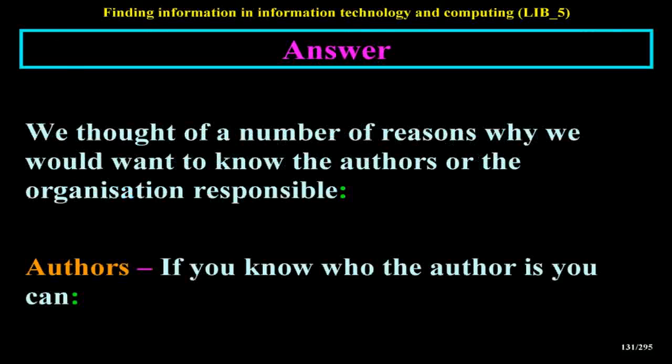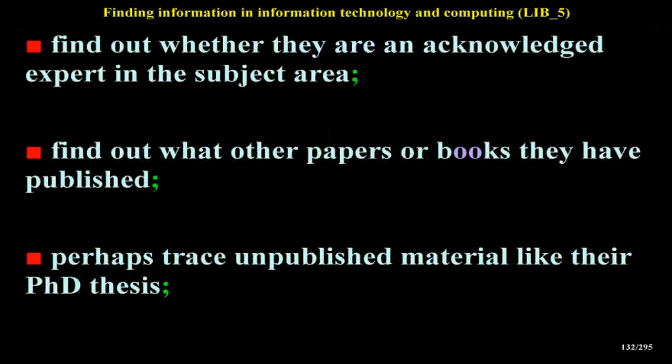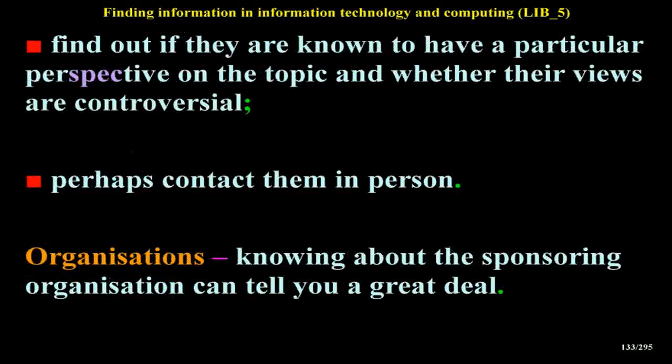Authors. If you know who the author is, you can find out whether they are an acknowledged expert in the subject area. Find out what other papers or books they have published. Perhaps trace unpublished material like their PhD thesis. Find out if they are known to have a particular perspective on the topic and whether their views are controversial. Perhaps contact them in person.